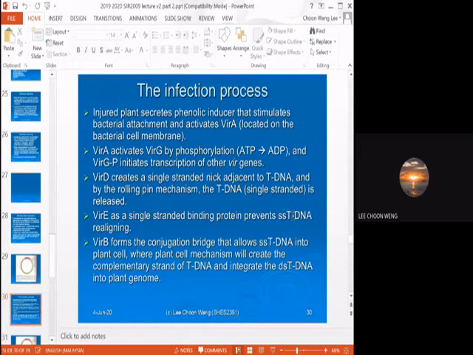Okay. So once the Vir is attached to the single-stranded tDNA, then the Vir will form the conjugation bridge. This conjugation bridge will allow the single-stranded tDNA to migrate from the bacterial cell into the plant cell. Then once it enters the plant cell, plant mechanism will integrate the single-stranded tDNA into the plant genome. Okay. So this is how the infection process occurs.